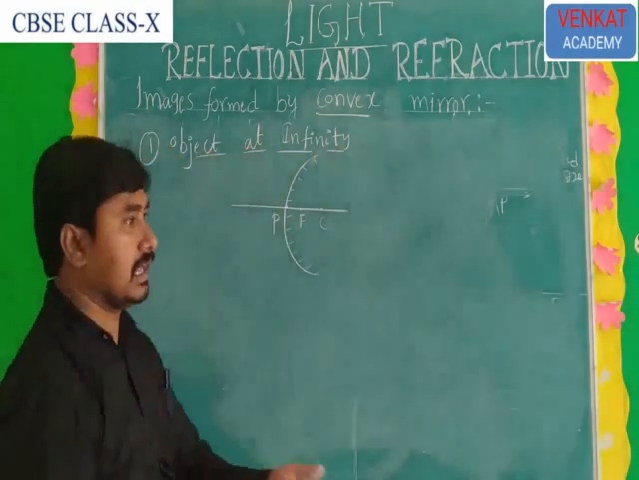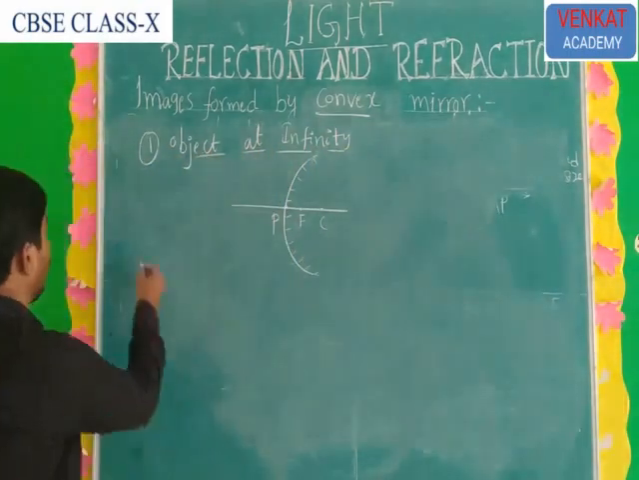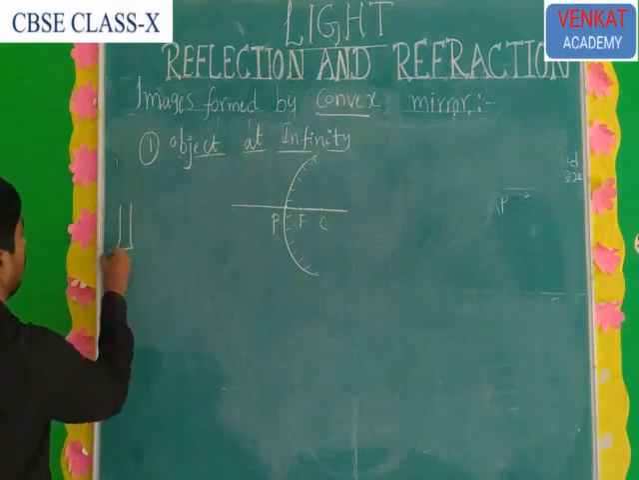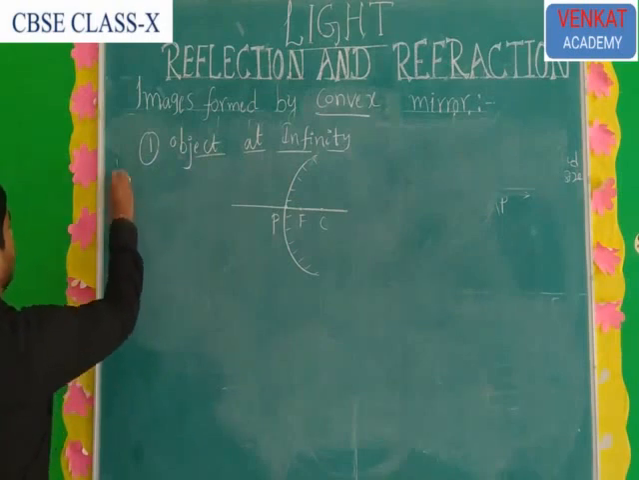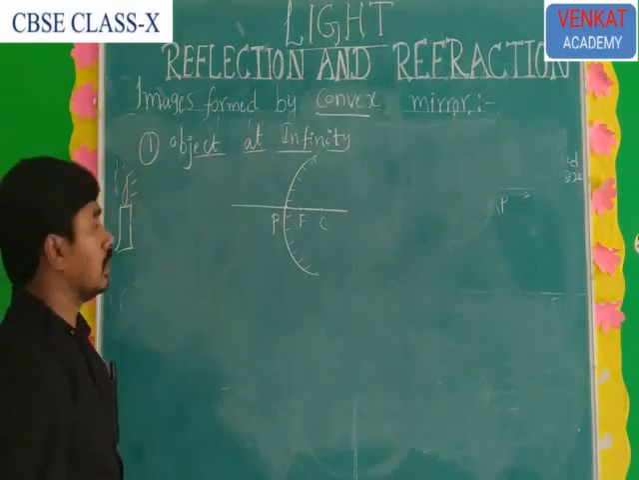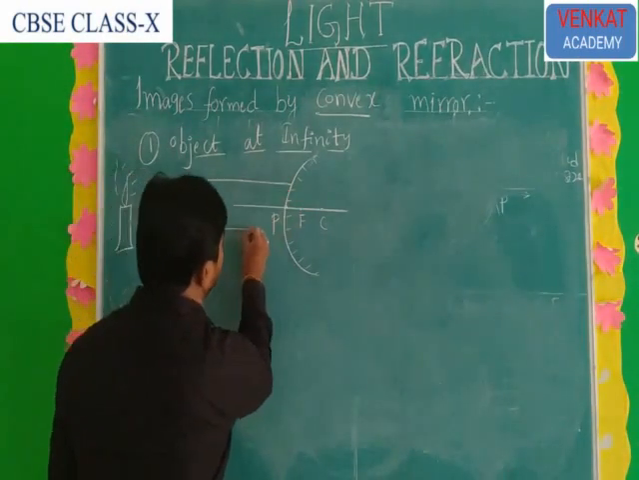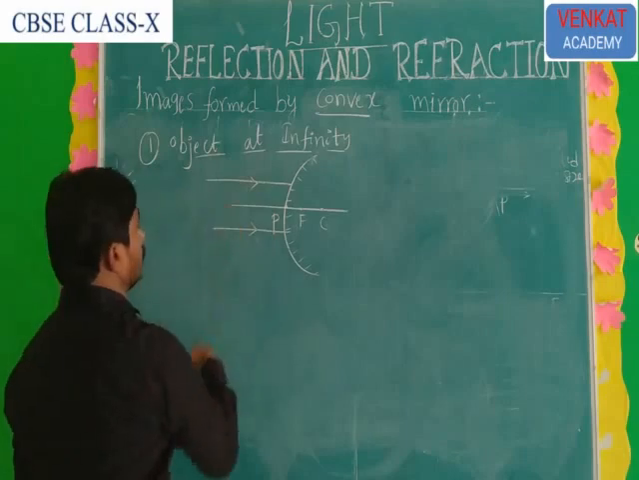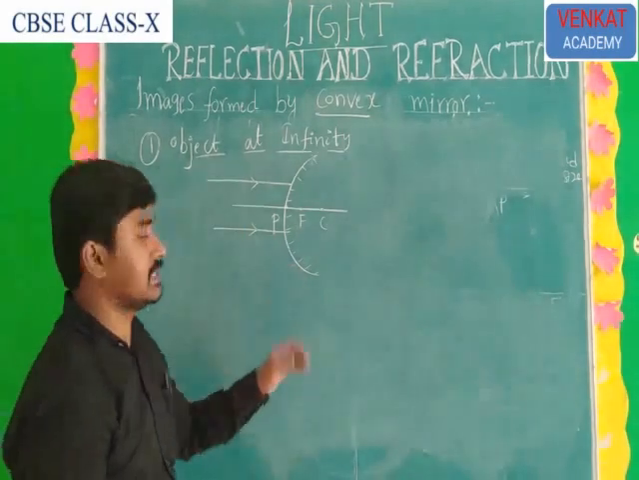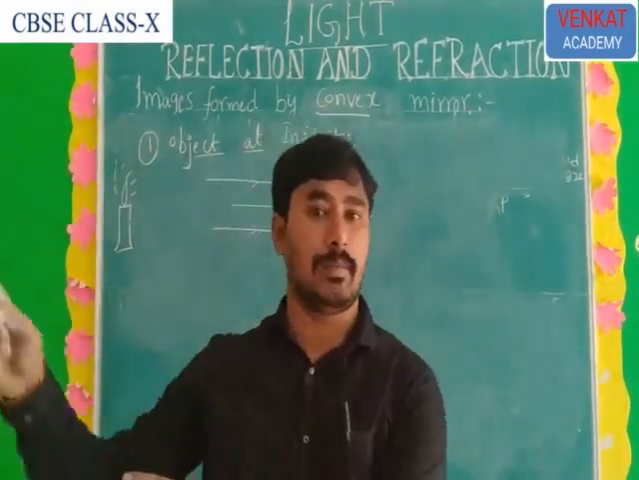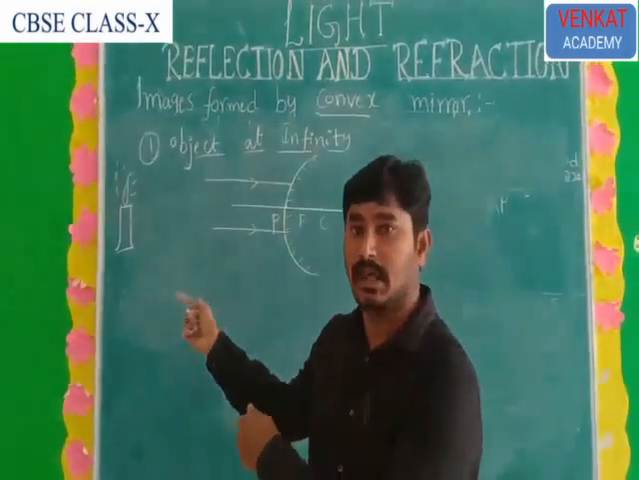Object at infinity. I said already, first condition, the concave mirror, say that type only. The candle is at a very long distance from the mirror, so rays should come parallel to the principal axis. So these are the two reflected rays. I said already this is the diverging mirror. So concave mirror is a convergent mirror, convex is a diverging mirror.